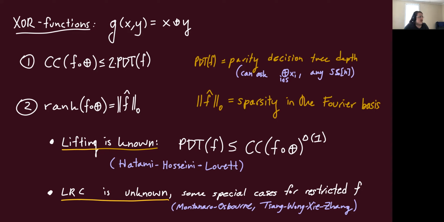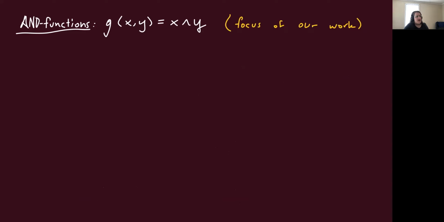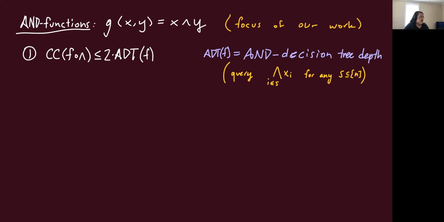Okay, so this is the short summary of what's known for lifting and log rank in the XOR setting. And now I'll move on to AND functions, which is the focus of our work that's appearing in the conference. So AND functions are obtained by letting F be an arbitrary function and then picking G to be the AND of 2 bits. And trying to articulate this query advantage formally in the query model, we're going to be concerned with a query model called AND decision trees, which are able to ask for the AND of an arbitrary subset of bits. The complexity measure that we care about is the depth of the shortest AND decision tree computing a function. And this first advantage becomes that the communication complexity of F composed with AND is bounded by twice the AND decision tree complexity.